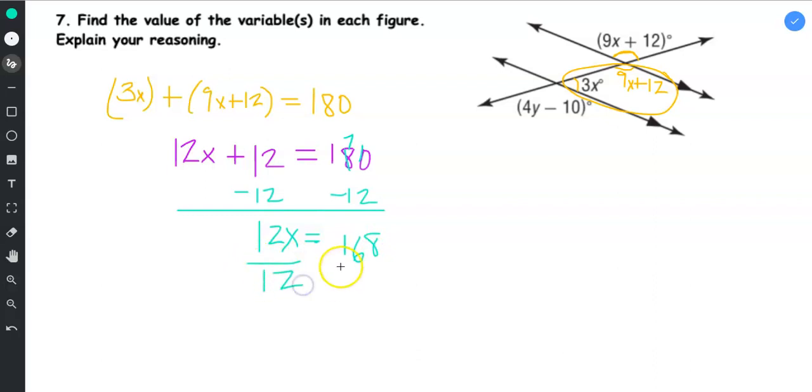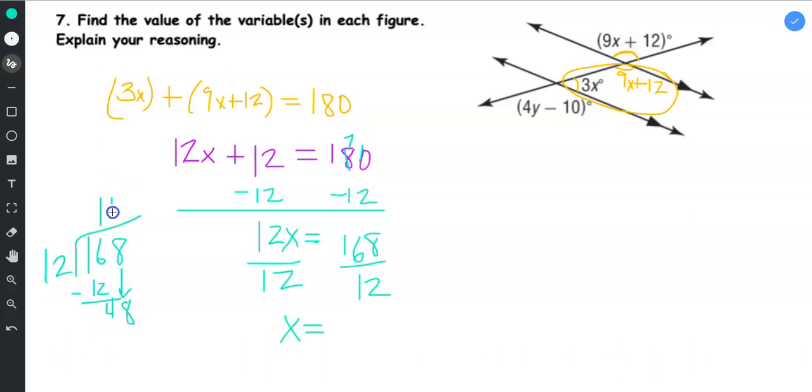Then I divide each side by 12, and let's figure out what our quotient will be. 168 divided by 12. Well, 12 goes into 16 one time. I subtract, I get 4, bring down the 8. 12 goes into 48 4 times. And I'll get a remainder of 0 with nothing else to bring down, so the quotient is 14. So I found x equals 14.